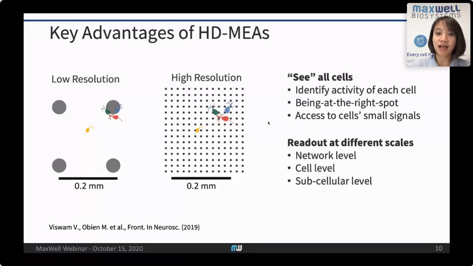We always have an electrode at the right spot, and we also have access to small signals. We don't miss cells like this because we always have electrodes everywhere. We can also read out at different scales, at the population network level, at the cellular level, and even at the subcellular level, as I've shown you earlier.